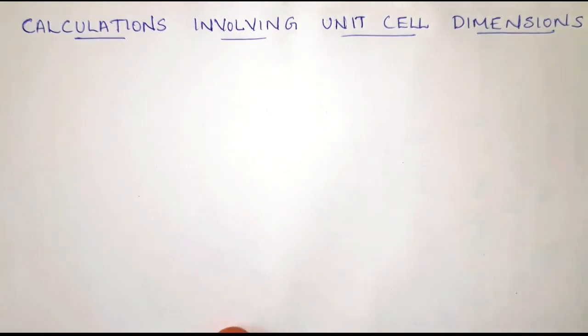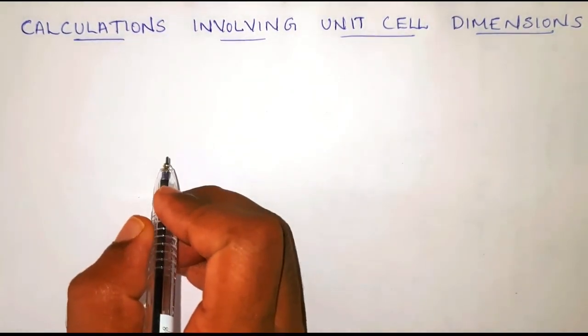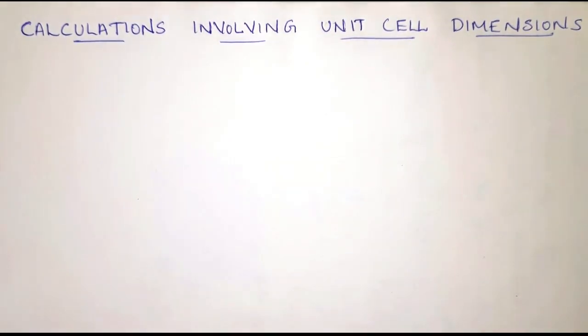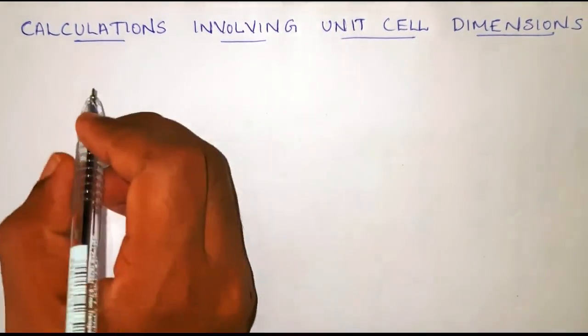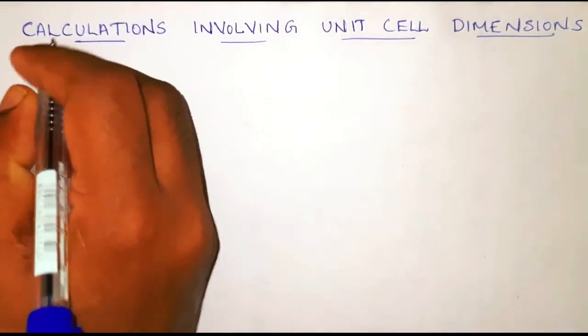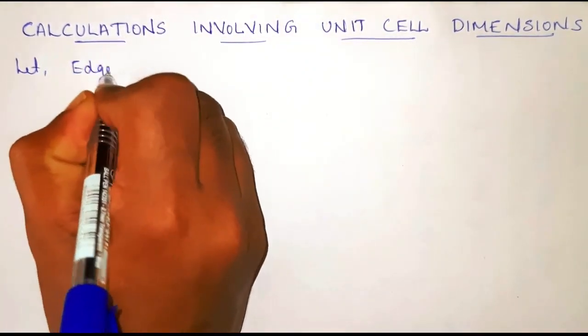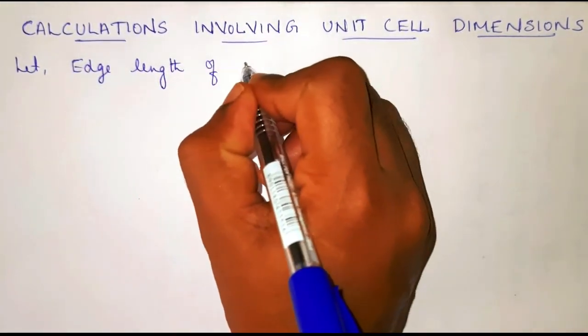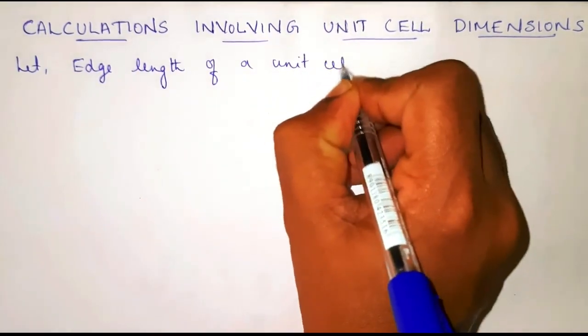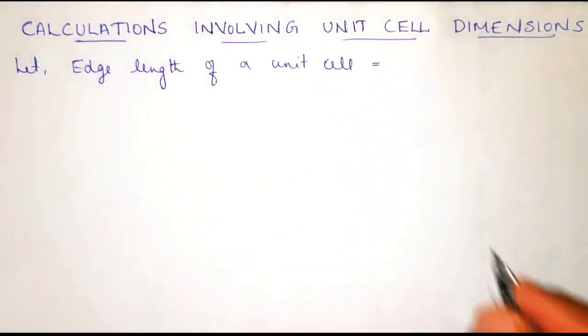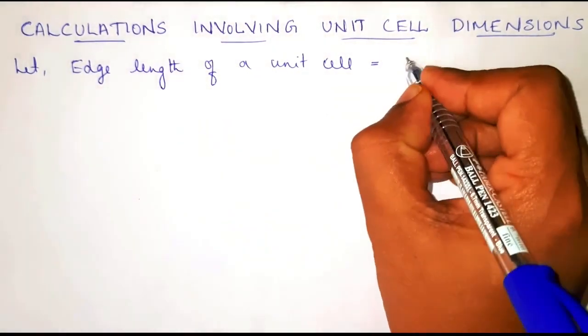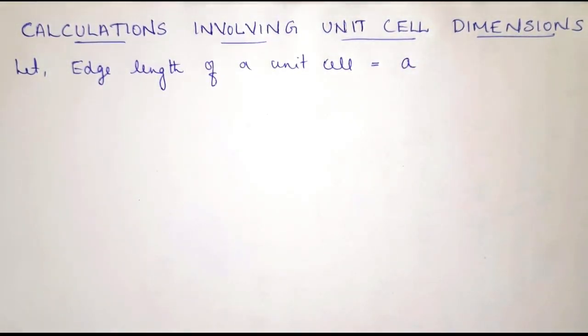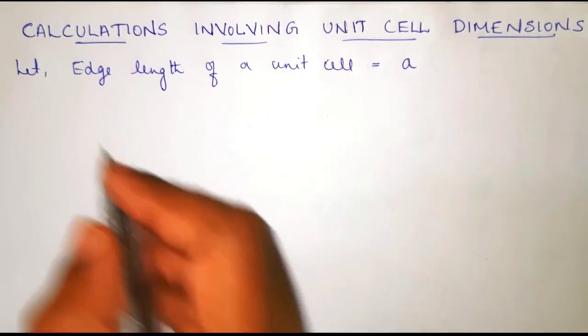Now, let the edge length of the unit cell of a cubic crystal be A. You know that A is the edge length of the unit cell. We have taken edge length as A for packing efficiency also. So let the edge length of the unit cell be A.